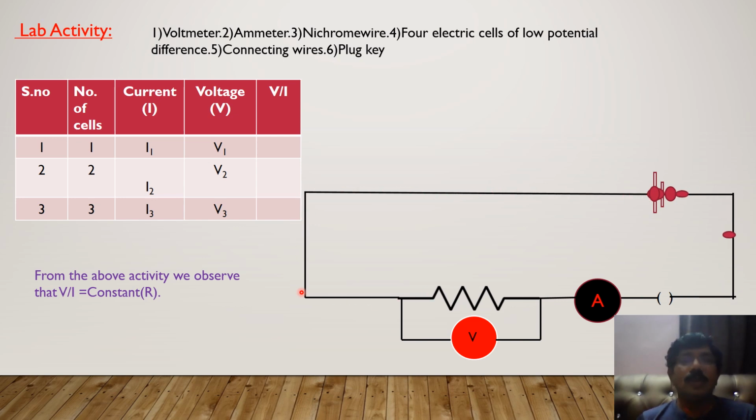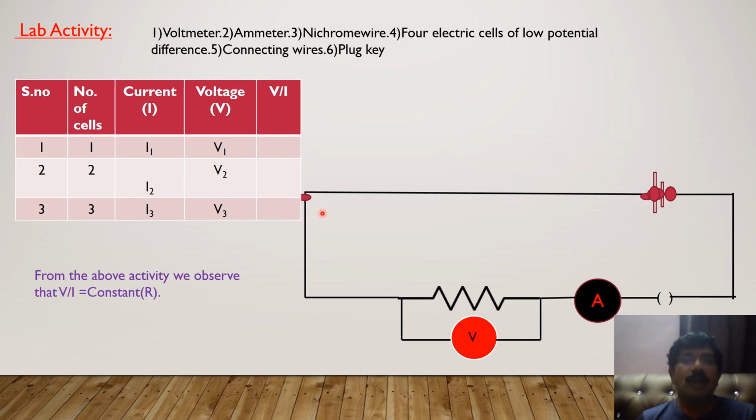So you remember this. The materials required to prove Ohm's law are: the first one is the voltmeter, the second one is the ammeter, the third one is the nichrome wire, and the fourth one is 4 or 5 electric cells of low potential difference. We can use a battery eliminator also, to increase and to reduce the potential differences. Next, the fifth one is the connecting wires, and the sixth one is the plug key. This is the simple circuit which shows Ohm's law.